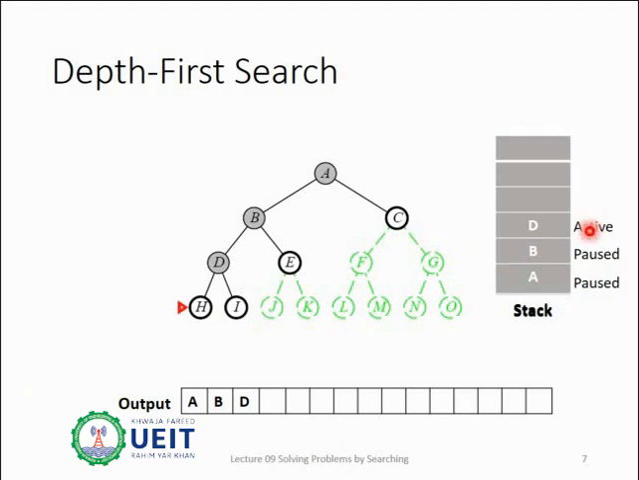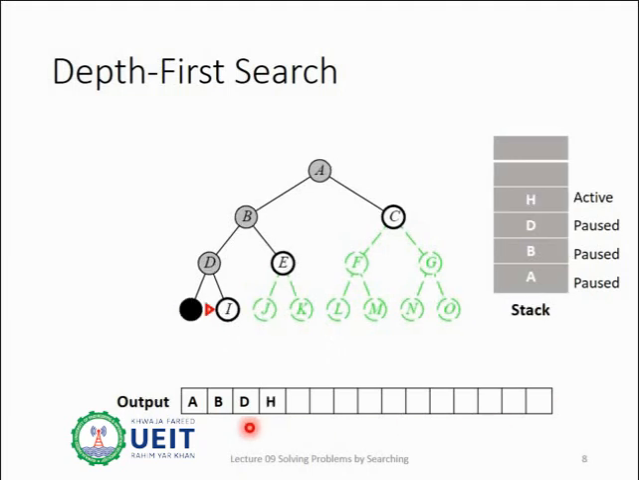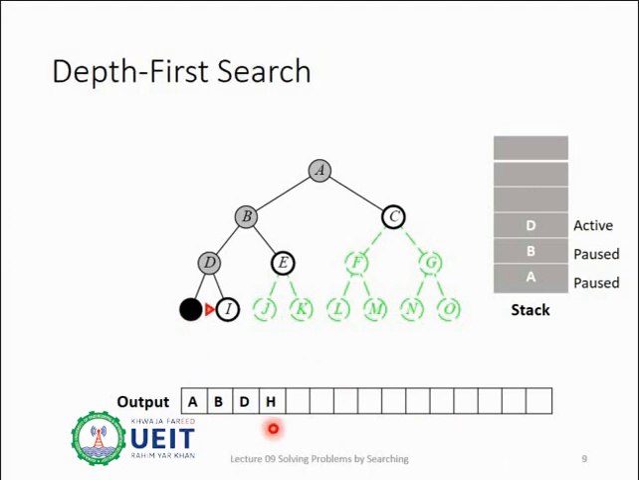The algorithm will look for children of D and control will be given to the leftmost child, which is H. D will also be pushed in the output list. H will be pushed in the stack. Pushing H in the stack would change the state of D to paused. Now the active node is H only. All other nodes are in paused state. At this point, the algorithm will check for the children of H. There are no children of H here, thus it reaches the dead end. H is also placed in the output list.